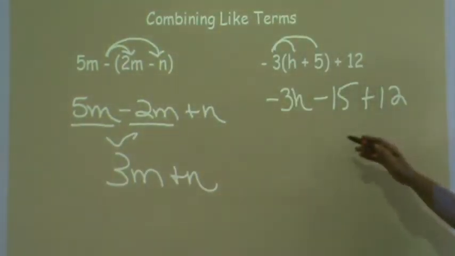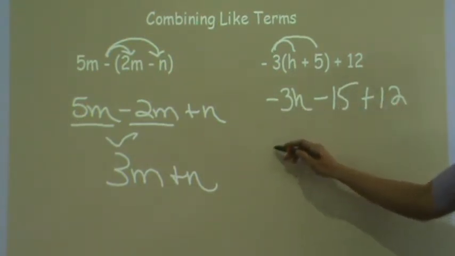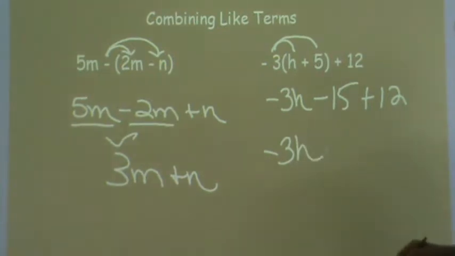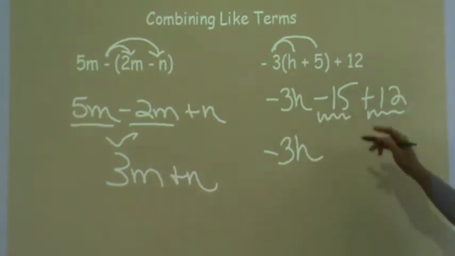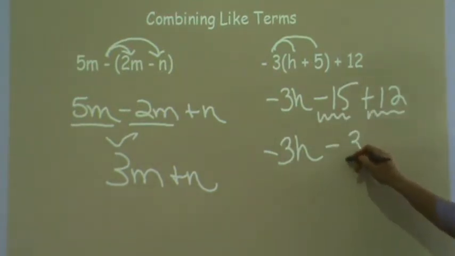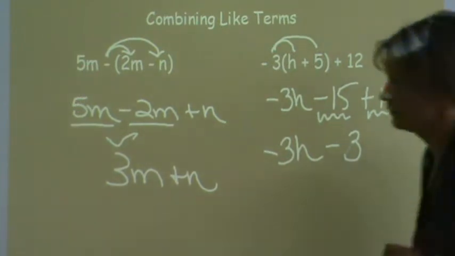And combine like terms. Okay, I've got an h, I've got a 15, and I got a 12. So nothing else combines with the negative 3h, so I'll just bring that down. And then negative 15 plus 12, those are like terms. Negative 15 plus 12 is minus 3. So this whole thing simplified down to this.